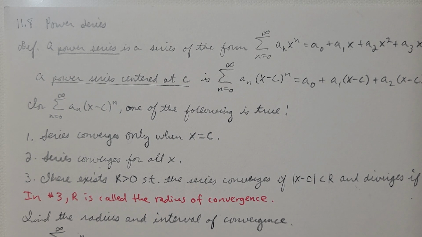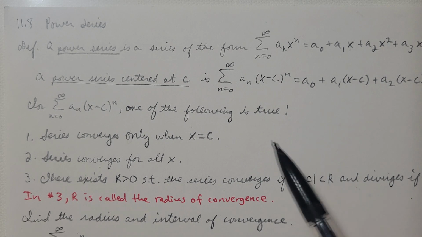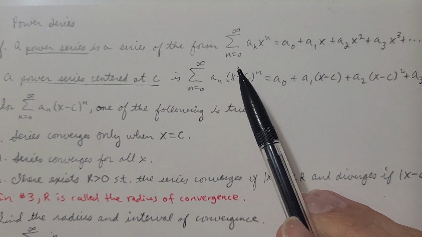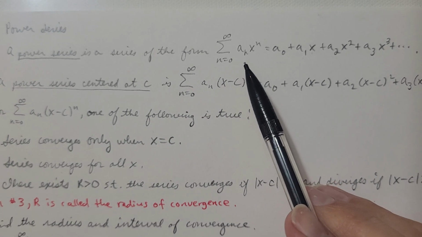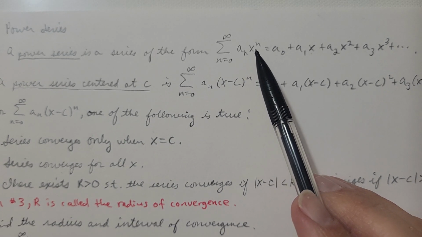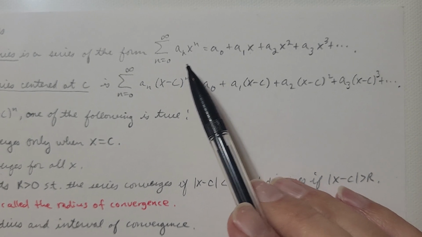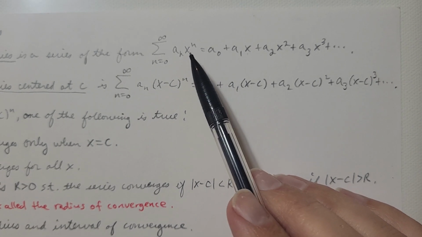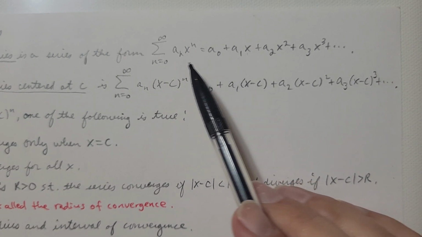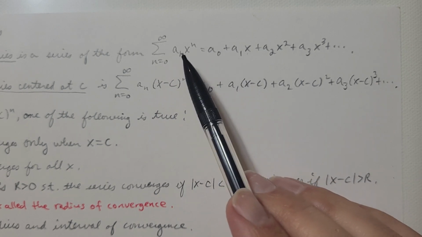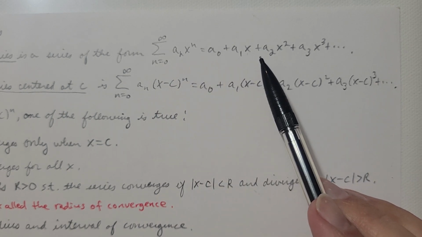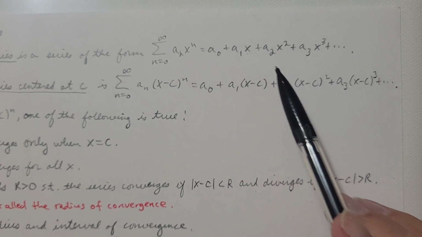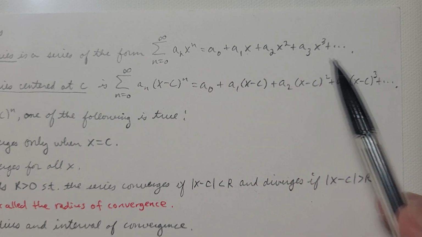A power series is a series of the form where you have the summation as n equals 0 to infinity of a sub n, where a sub n is a sequence, times x to the n. If you plug in 0, you get a sub 0 times x to the 0, which is 1, plus a sub 1 times x, plus a sub 2 times x squared, plus a sub 3 times x cubed, plus etc.